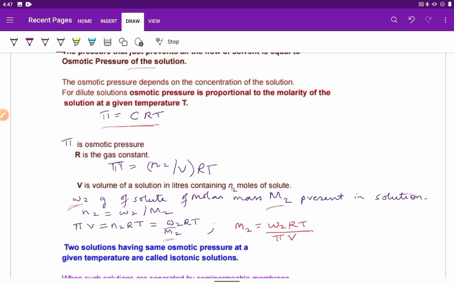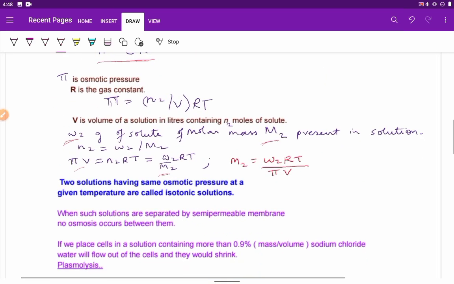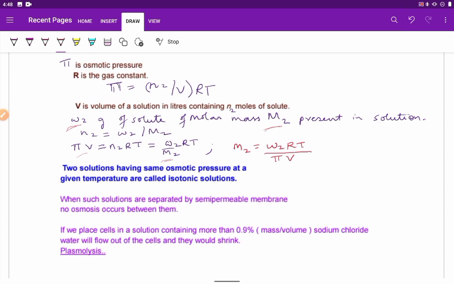Pi is the osmotic pressure. Now two solutions which have the same osmotic pressure at a given temperature are called isotonic solutions. When such solutions are separated by a semi-permeable membrane, osmosis does not occur because of the same osmotic pressure. So no osmosis occurs between them.